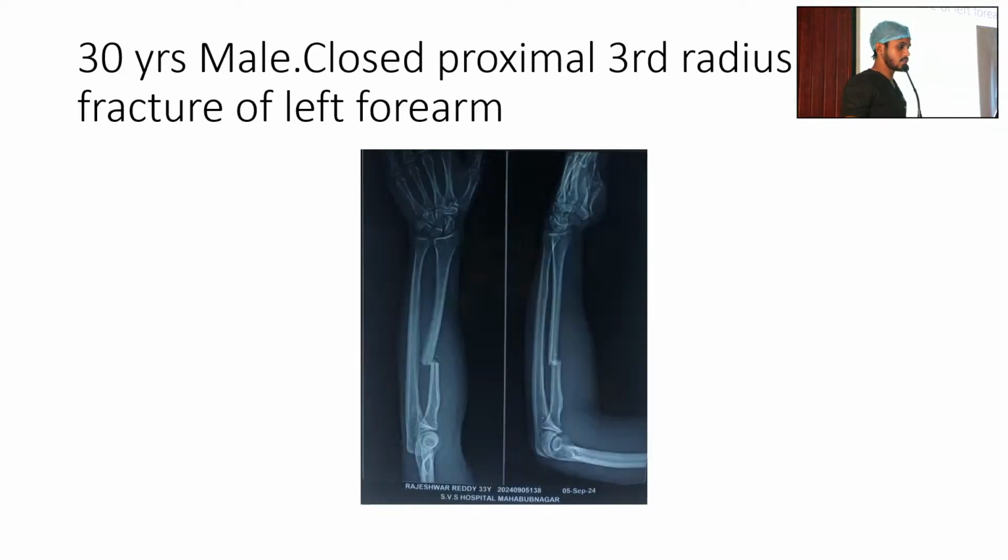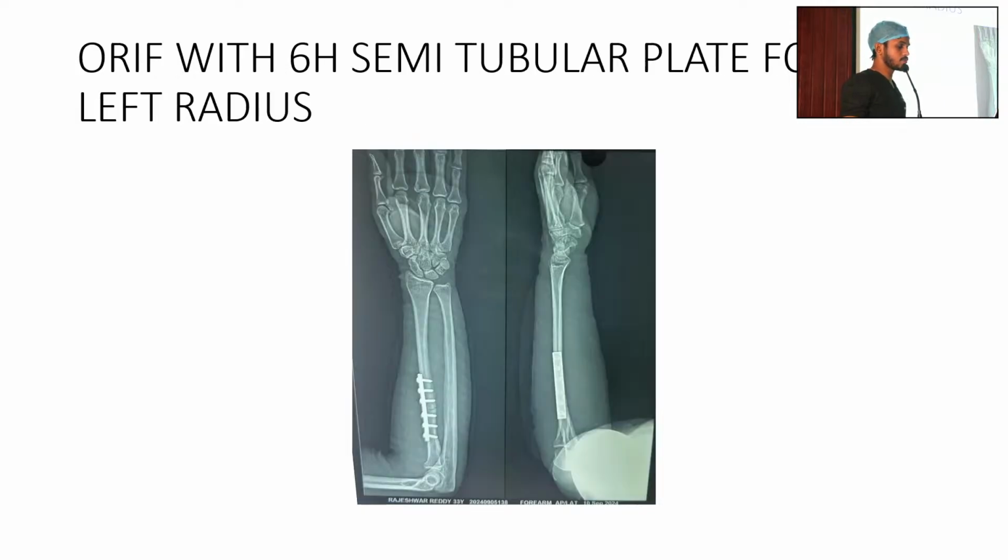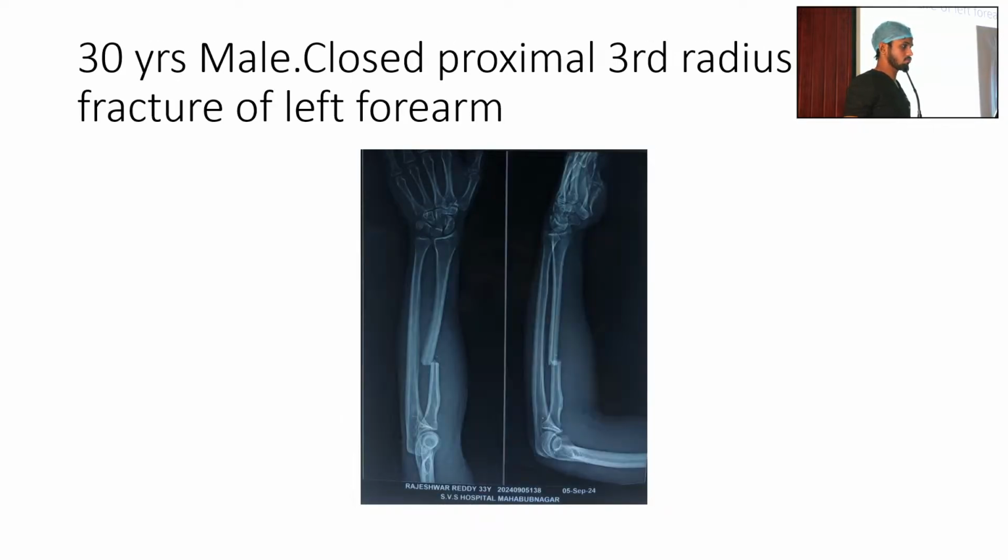A 30-year-old male with closed proximal third radius shaft fracture of left forearm, sir. By dorsal approach, Thompson's approach, we have done open reduction internal fixation with 6-hole semitubular plate for left radius. Go back. What type of fracture is it?